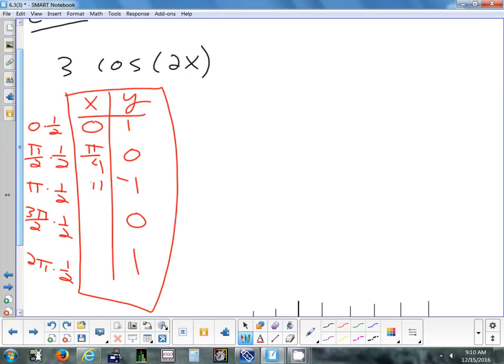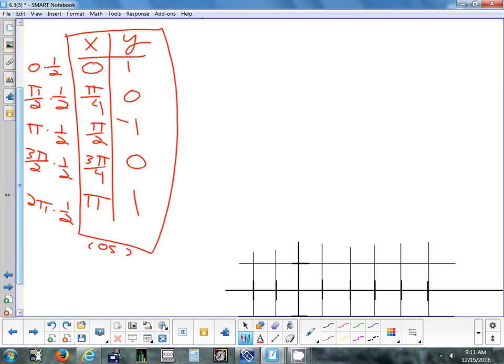Pi over 2. Yep. How about the fourth one? 3 pi over 4. And the last one? Pi. So the increments here, it's going up by 45 degrees: 0, 45, 90, 135, 180. Okay, so that is cosine 2x.